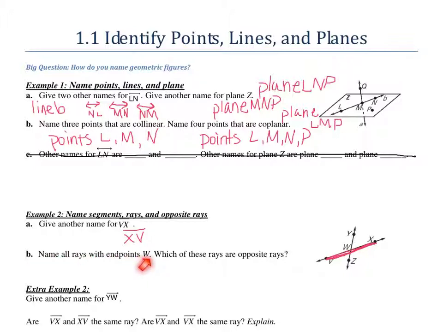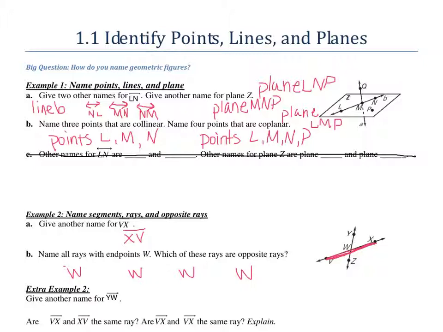Name all rays with endpoint W. Which of these rays are opposite rays? So here's W. I can go this way, and that would be ray WY. Start here and go this way, that would be ray WX. Start at W and go this way, that would be ray WZ. Or start at W and go this way, that'd be ray WV. So again, my options, they all have to start with the W.